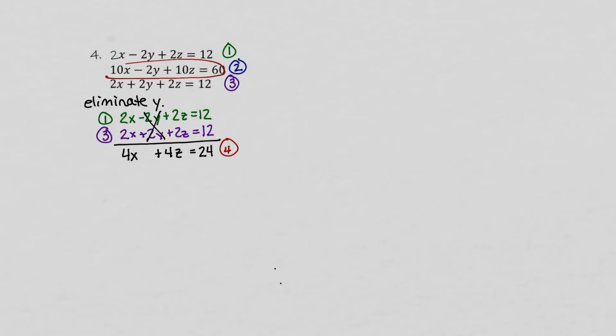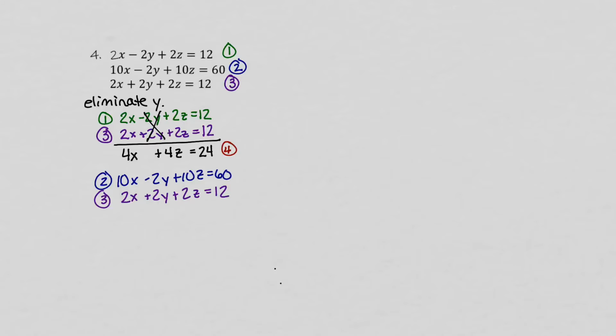All right, let's get our equation number 5. We have to use the second equation this time because we did not use it the first time. But that's a negative 2y, so I'm going to still use equation 3 because it has a positive 2y. So I'm going to use equation 2, and that is 10x minus 2y plus 10z equals 60. And I'm going to use equation 3: 2x plus 2y plus 2z equals 12. And I'm going to add all those together. So I get 12x, the y's add up to 0, I get 12z, and that's going to equal 72.